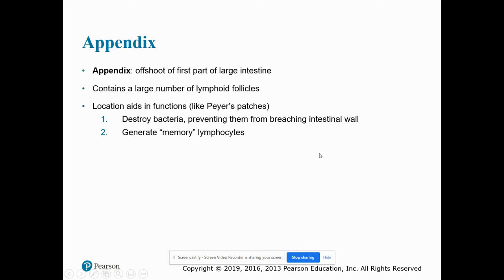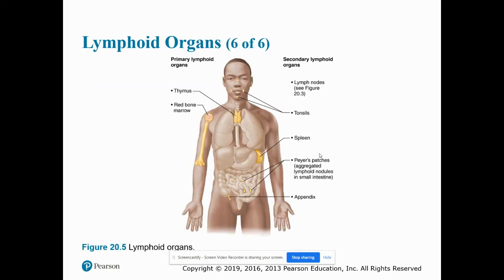The appendix is an offshoot off the first part of the large intestine. It contains a large number of lymphoid follicles, and it has the same functions as Peyer's patches: destroy bacteria, prevent them from breaching the intestinal wall, and generate memory lymphocytes. So tonsils are up here, Peyer's patches are down in here in the small intestine, and the appendix is this offshoot off the large intestine.